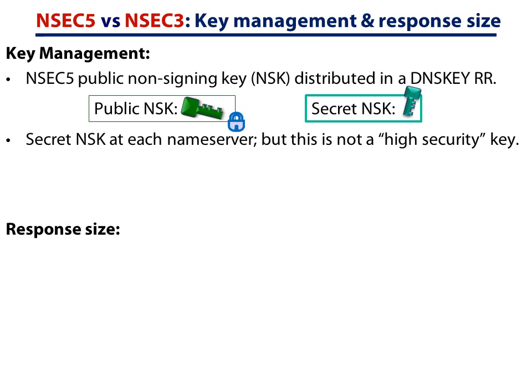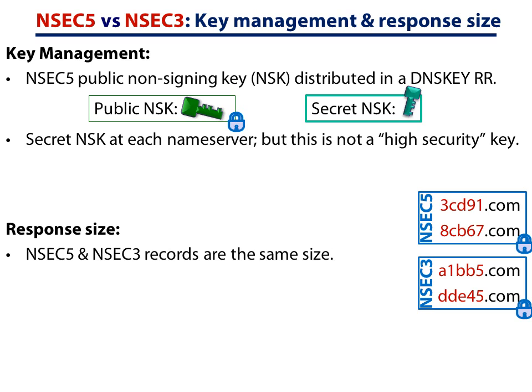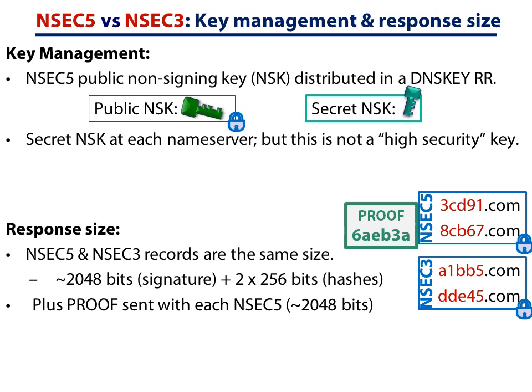The last place we have to pay is in the response size. So here are NSEC5 and NSEC3 records. Now we can see that they're actually exactly the same size. They both contain a signature. This lock here is the signature, which is signed by the zone signing key. And then, of course, the two hash values. So they have the same size. But in NSEC5, in addition to every NSEC5 record we have to send, we also have to send this proof value. So that's an additional 2048 bits. So that will increase the response size over NSEC3.